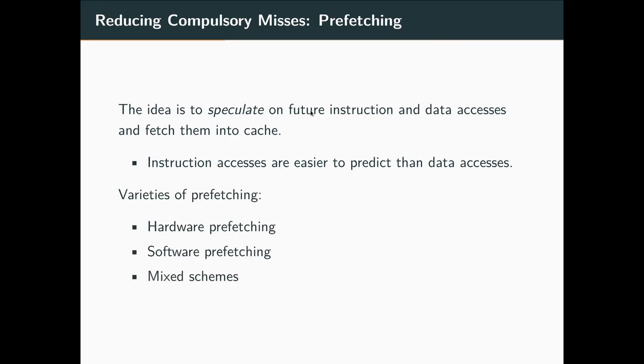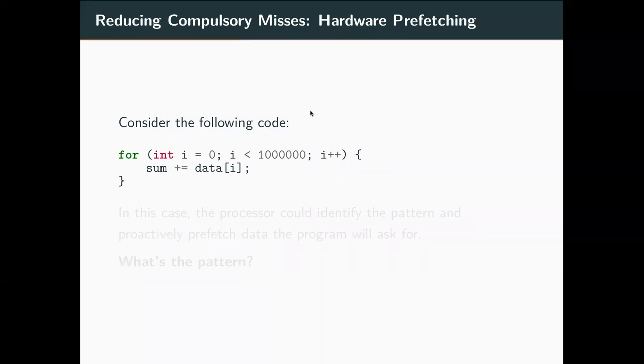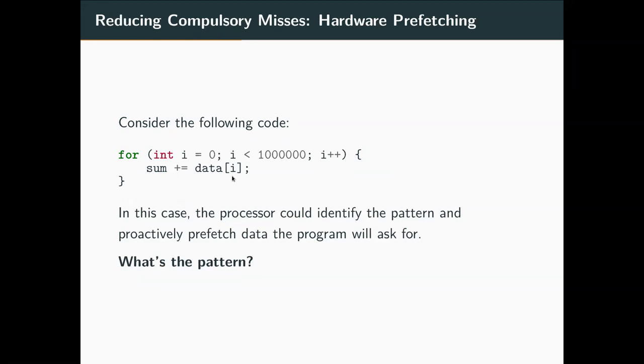There are a lot of different varieties of prefetching. There's hardware prefetching, there's software prefetching, and there are mixed schemes where the processor gives us some instruction that we can invoke from code. We're going to look at each one of these in turn. So we'll start with hardware prefetching. Consider our for loop that's just summing everything in data. In this case, the processor can identify the memory access pattern and proactively prefetch the data that the program will ask for.